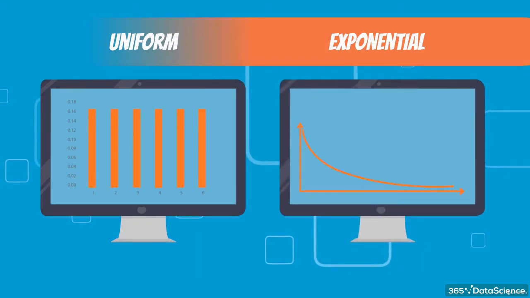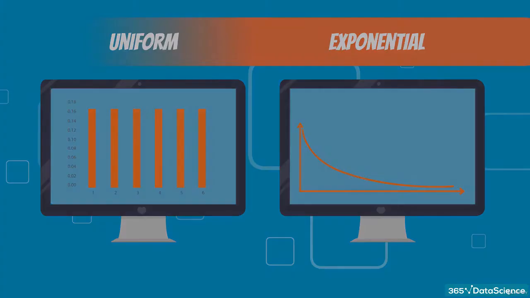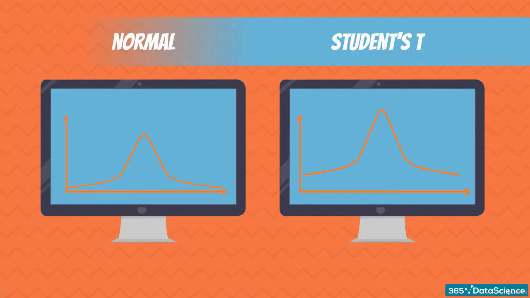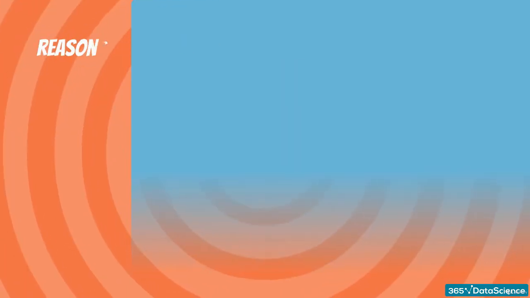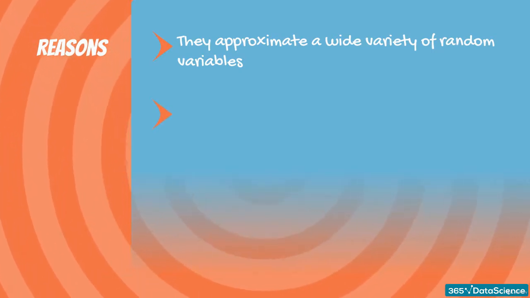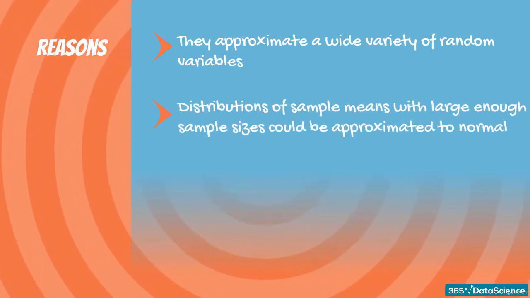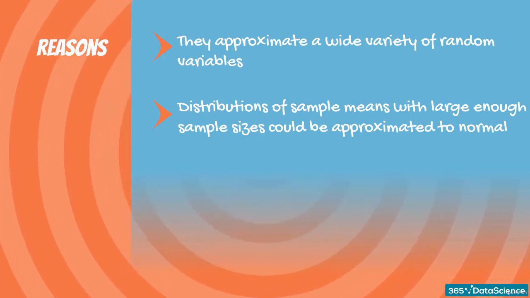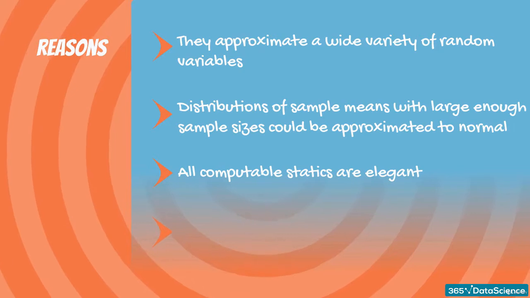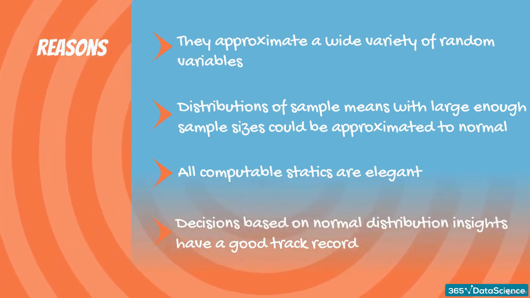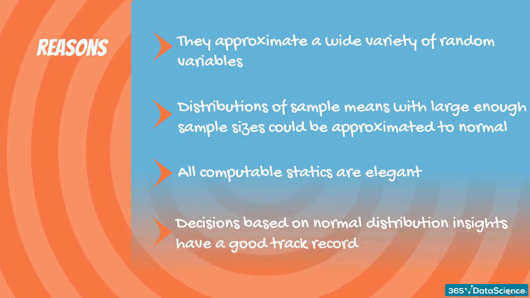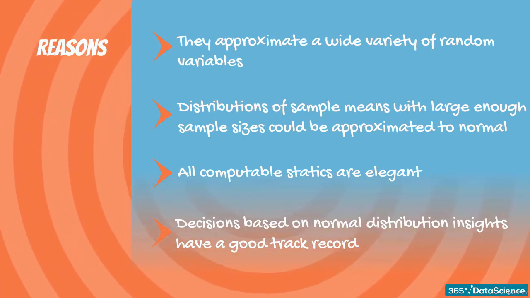In this course, though, we will rather focus on the normal and Student's t-distributions due to the following reasons. They approximate a wide variety of random variables. Distributions of sample means with large enough sample sizes could be approximated to normal. All computable statistics are elegant. Decisions based on normal distribution insights have a good track record. If it sounds like gibberish now, I promise that things will be much easier once we get started.